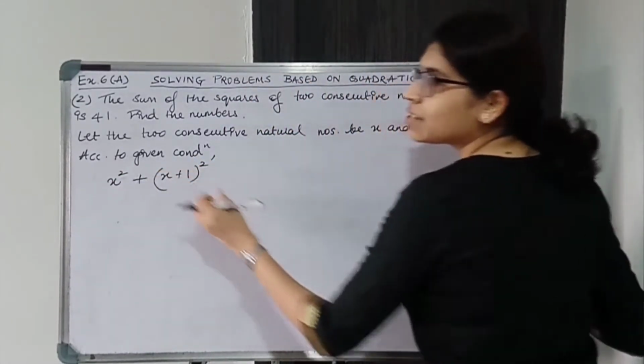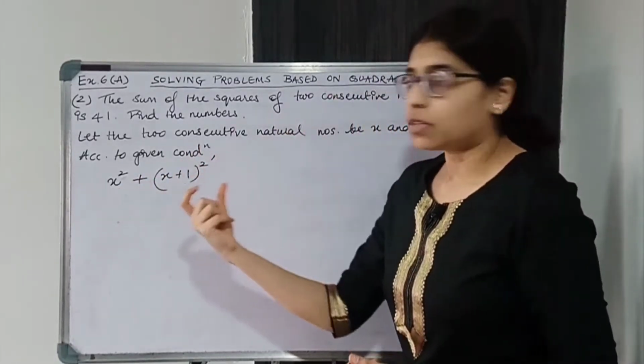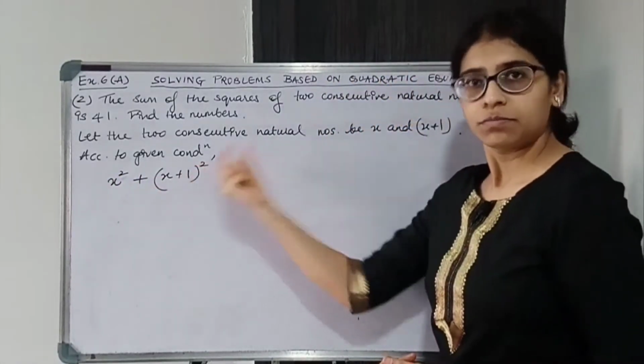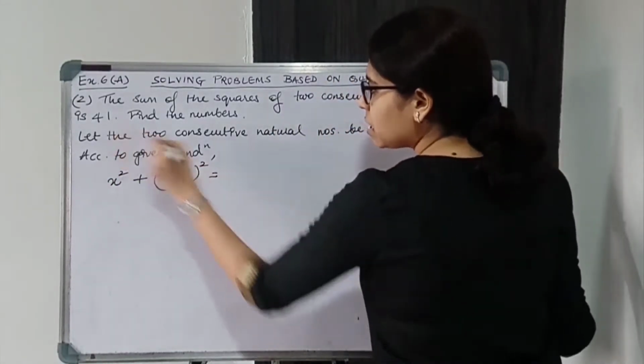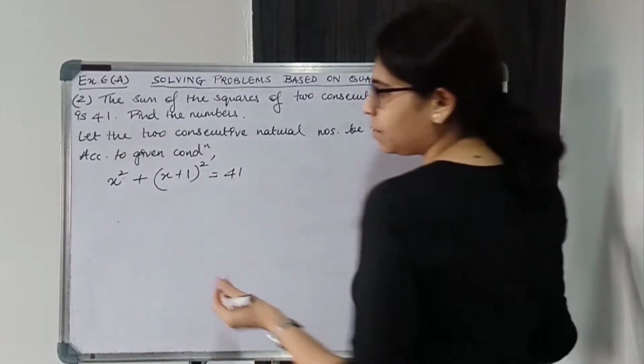Don't take x square plus 1 square, no. Square of both the numbers. So इसका square plus इसका square, okay, is मतलब is equal to 41. Okay, so again very easy.